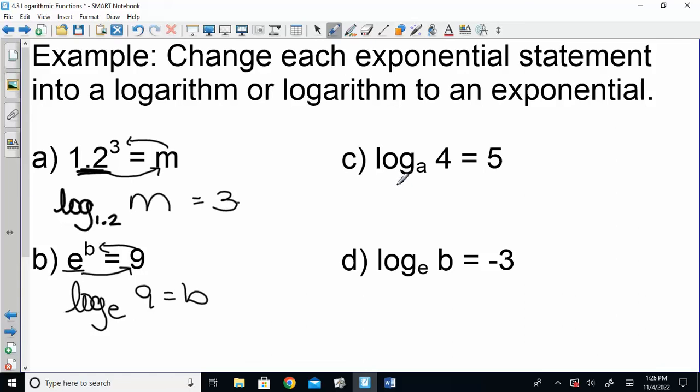C, I gave you a logarithm to start with, so I want an exponential. The base of the log is the base of the exponential, so it would be a to the 5th power equals 4. D: log base e of b equals -3. How do we write that one?